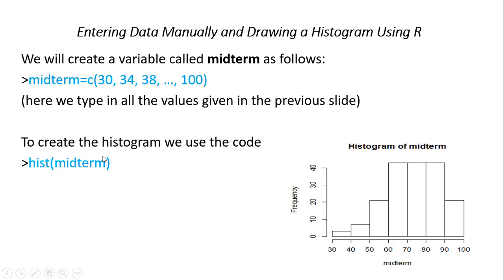Now, to create the histogram for midterm, we use the hist command, H-I-S-T, and we include midterm inside the parentheses, and we produce a histogram that looks like this one over here on the right.